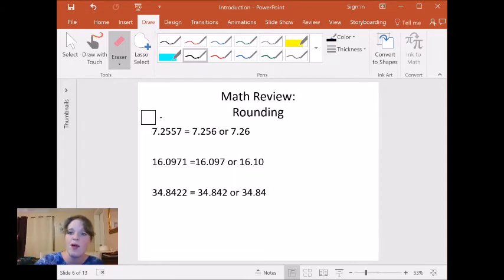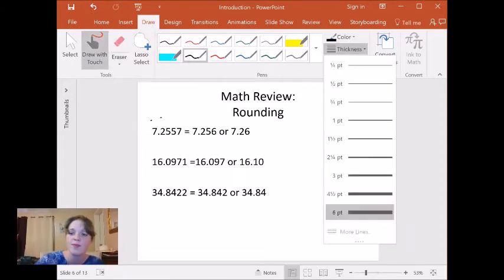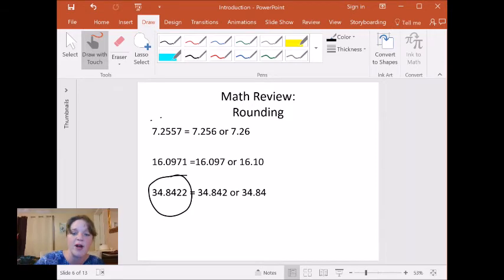Same thing with this last one, 34.8422. If I want to round it to 3 places, I look at the 4th number, which is a 2, and so it becomes 34.842. If I want to round it to 2 places, I look at the 3rd number, which also happens to be a 2, and I round 34.8422. 2 rounds down, so 34.84.